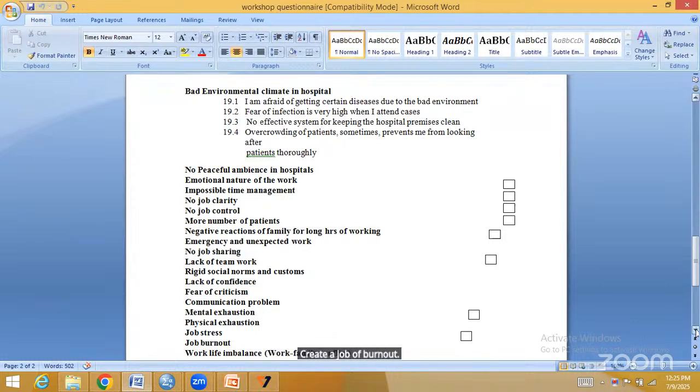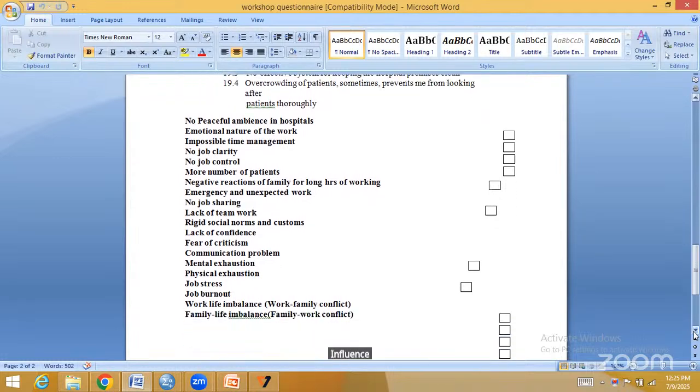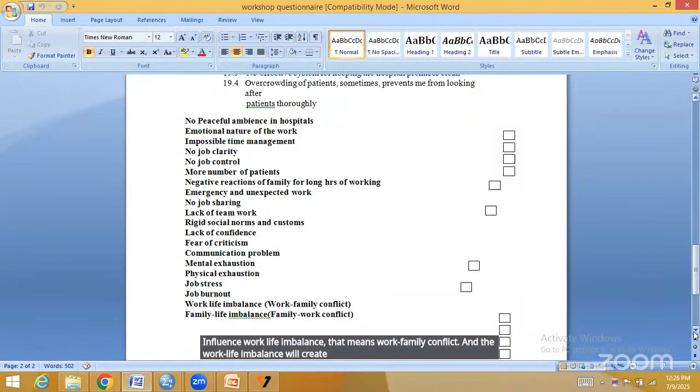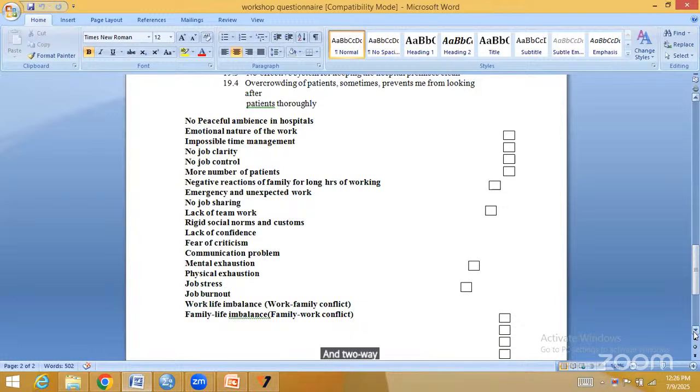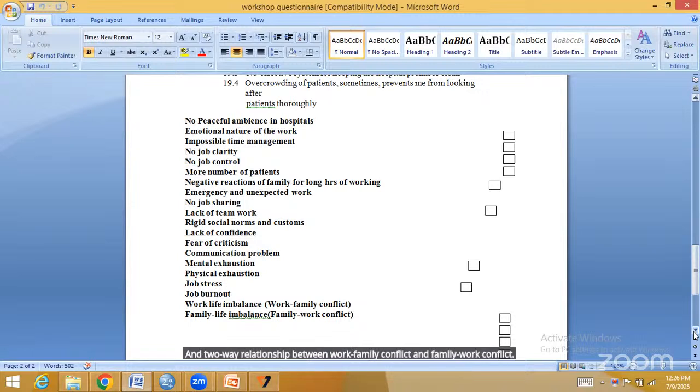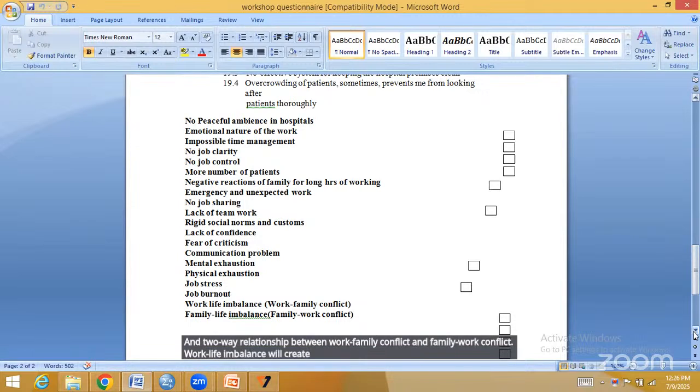Job stress and job burnout together influence work-life imbalance, that means work-family conflict. And work-life imbalance will create a family-life imbalance. There is a two-way relationship between work-family conflict and family-work conflict. Work-life imbalance will create a family-life imbalance, and family-life imbalance will create a work-life imbalance. There is a two-way relationship.